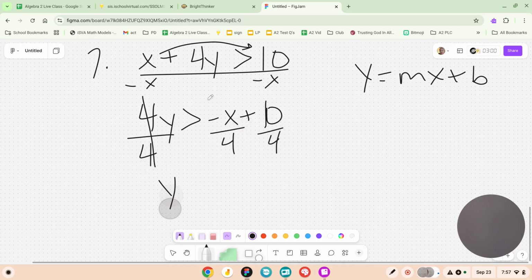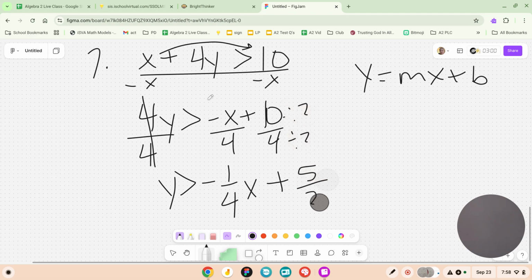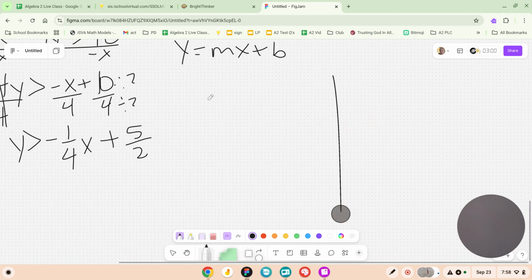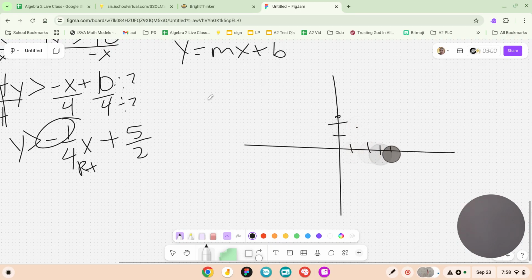So here's my equation. Y is greater than -1/4 x plus 10 over 4. Well, I could divide those both by 2, right? So I could say 5/2. And when I look at this on a graph, what I'm going to do is graph my line. I'm going to go to 2.5, my b, splat, and I'm going to go down 1, right 4. Down 1, right 1, 2, 3, 4. So here is my next point, okay?